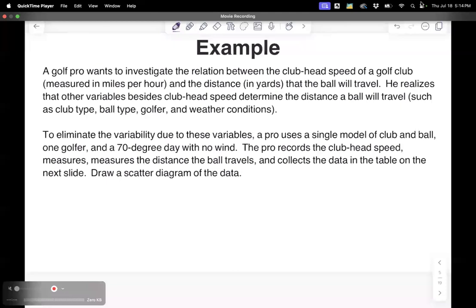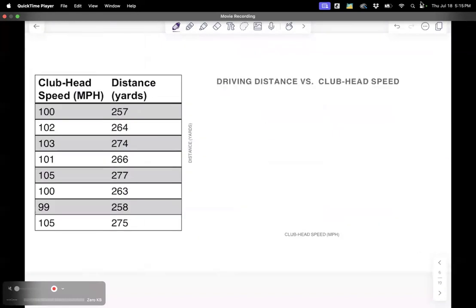So in order to eliminate that variability, he's using the same club on all of them, the same type of ball, a single golfer, and it's a 70-degree day with no wind. So perfect conditions out there. And they're recording the speed of the club head, and then they measure the distance that the ball travels. And so on the next slide, I have some data. It's right here. It's this lovely data right here.